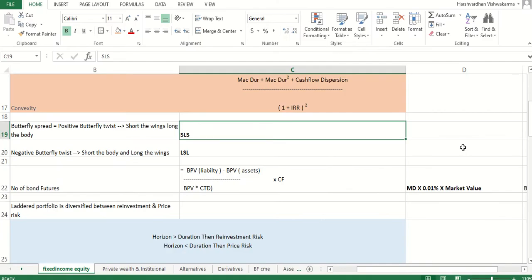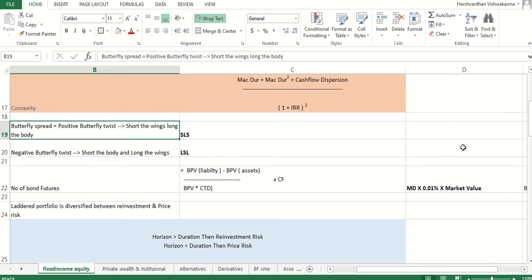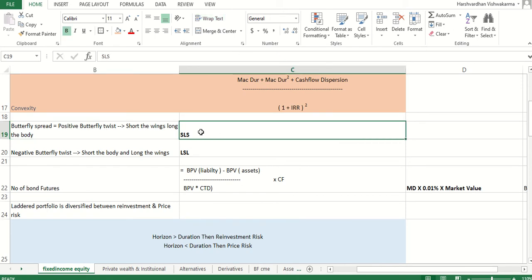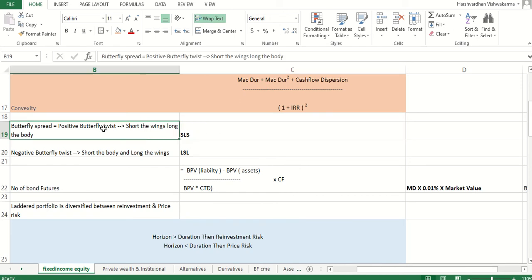So this could be a butterfly spread. Now there's confusion over here. Sometimes in the question they mention the twist, sometimes they mention the spread. If nothing else is mentioned and butterfly spread is mentioned, it is simply a positive butterfly twist. Whenever you are doing an SLS transaction, short the wings, long the body, it's a positive butterfly twist. The opposite is true for a negative butterfly twist, which is short the body and long the wings.